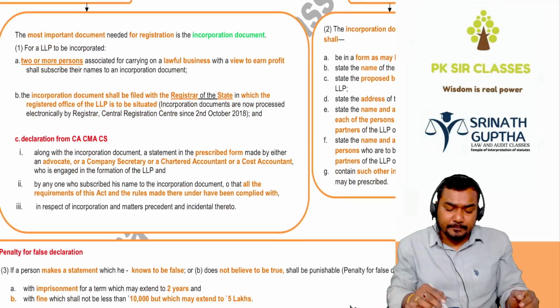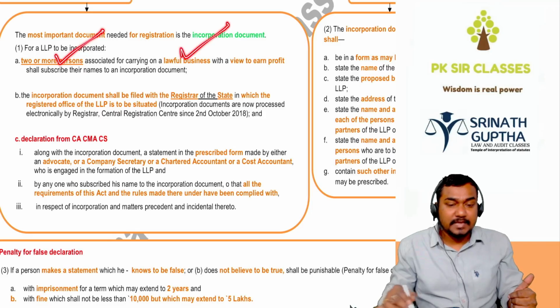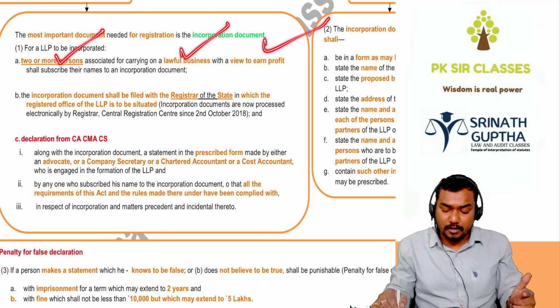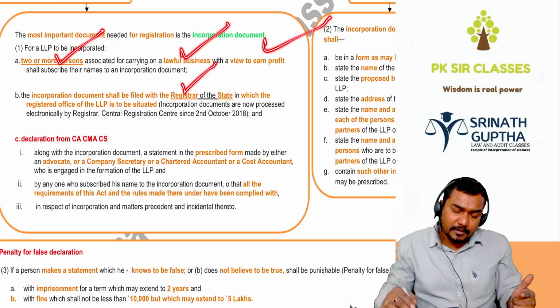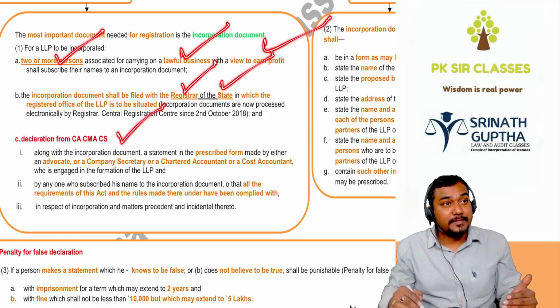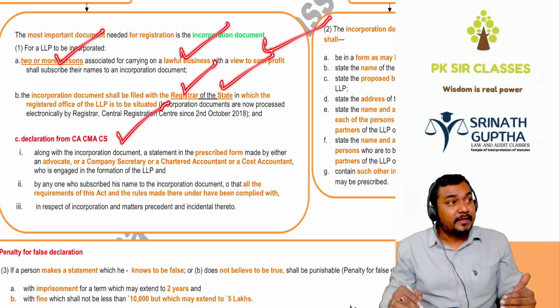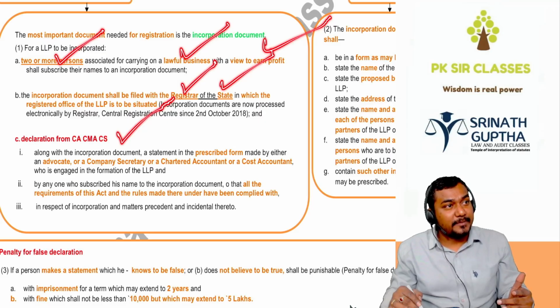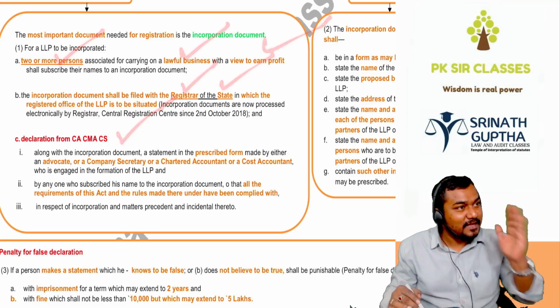It must contain the consent of a minimum of two or more persons to do lawful business and to make a profit, but not a charitable organization. We have to apply to the ROC of the state in which the registered office is proposed to be situated, and we have to obtain a declaration from a CA, CMA, CS or advocate in practice that those proposed partners are following the procedure prescribed under the LLP Act for formation of the LLP lawfully and legally.